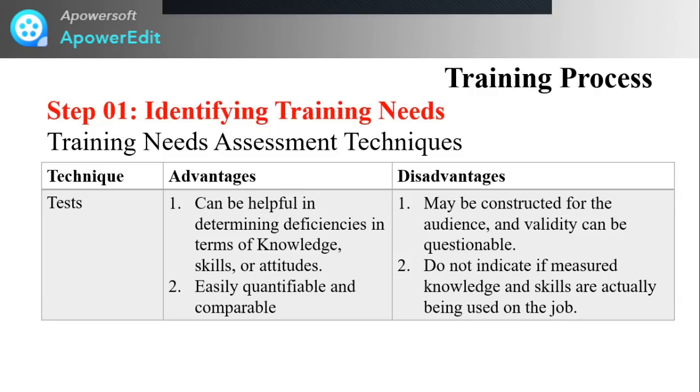The second one is that it does not indicate if the measured knowledge and skill are actually being used on the job. Knowledge may be different from the application. Sometimes I have the knowledge. For example, when I am driving, I know every sign and every rule, but my driving is totally out of these things. It may happen.